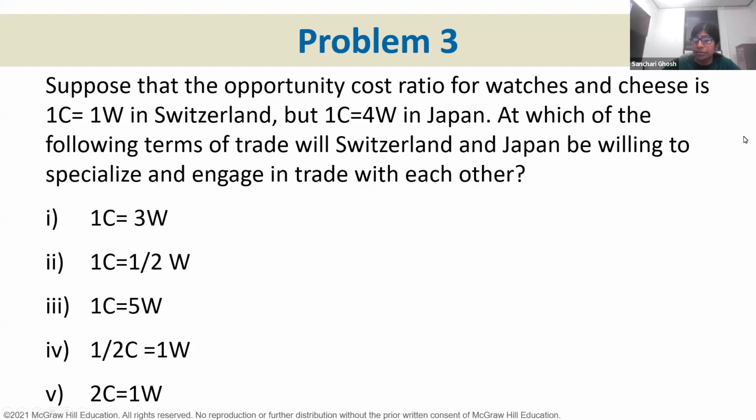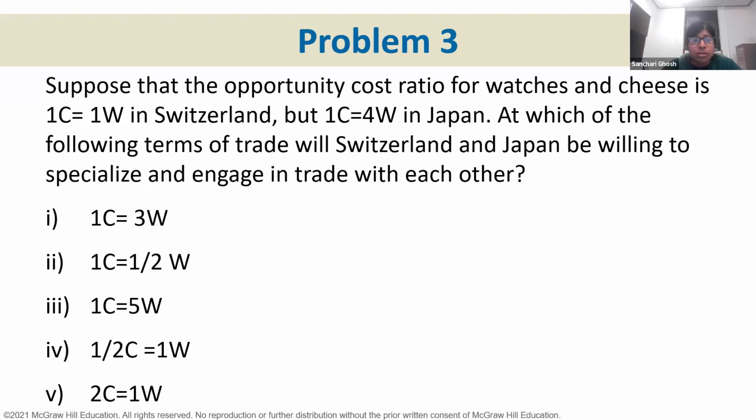There was a time Switzerland was famous in watches, but Japanese cars and watches have taken over for a long time. Their electronic capability has increased. Japan has become very specialized in electronic products. But as far as cheese is concerned, agriculture, dairy, Japan has to give up 4 watches in order to produce 1 unit of cheese. That's unhealthy for Japan. So Japan specializes in watches, Switzerland specializes in cheese.